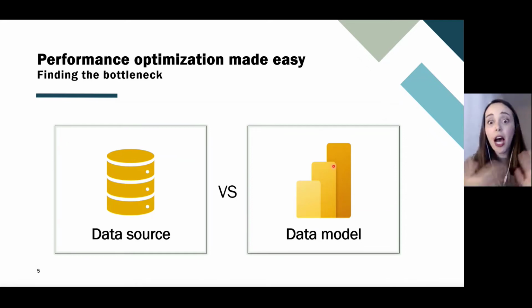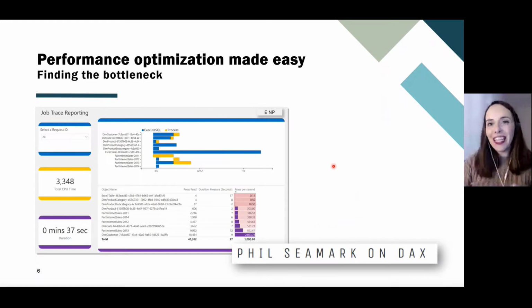So the thing is, how do you actually find out which one it is? That's a good question. There is this tool built by Phil Seamark. He is actually a program manager in the Power BI CAT team. And this is the tool I use to do that analysis and to basically find where the bottleneck is. Is it my data model that is not very good, the data model that I built in Power BI, or is it actually the data source that is slow and making my refresh slow?